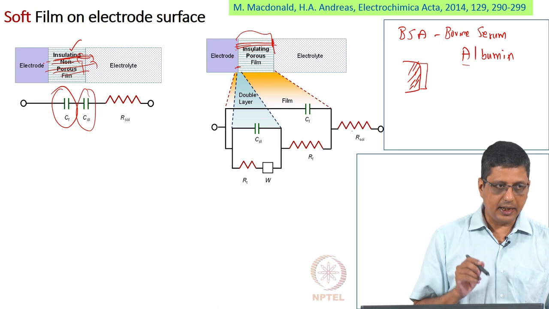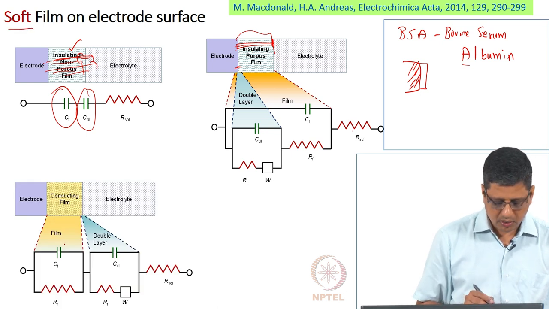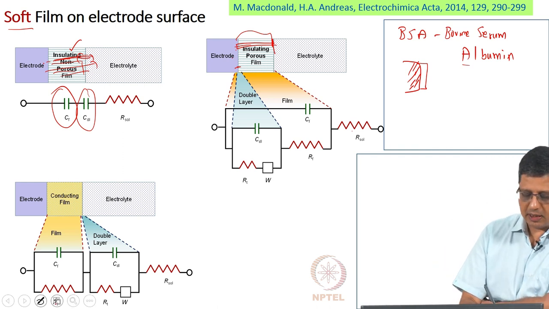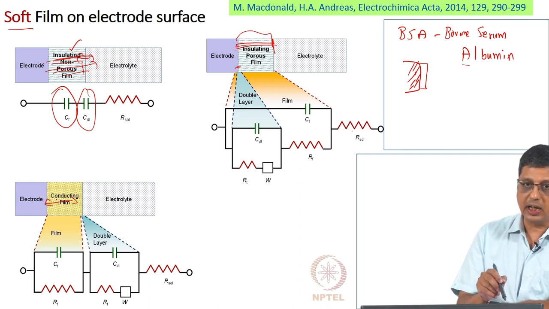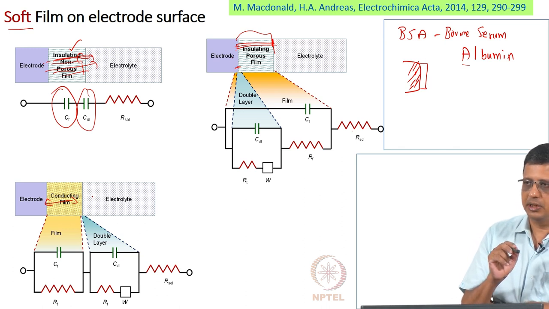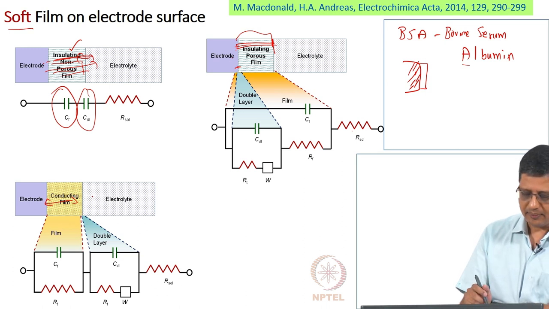It is a conducting film, again it is a soft film. The way they have modeled that is to say it is a capacitance in parallel with the resistance. It offers significant resistance, it is not like a metal. It allows electrons to pass through, even if it is an organic chemical, to some level. When it is very thin, it will offer a resistance, but it is not infinite.